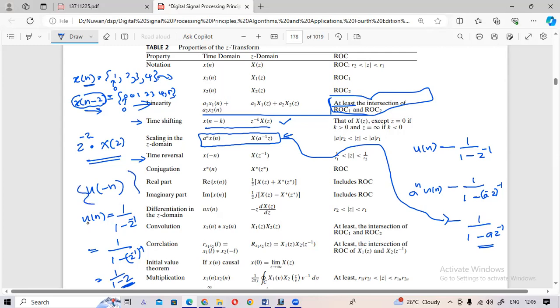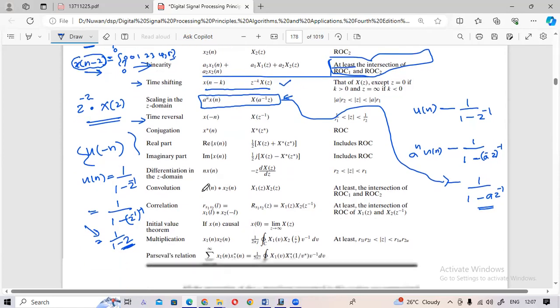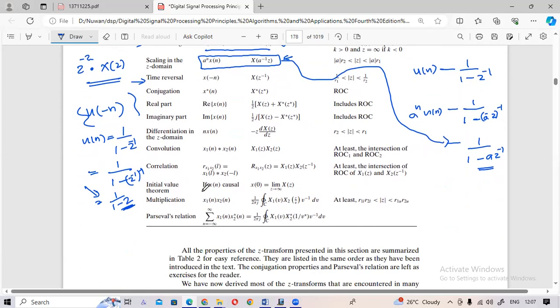I ask you to find the Z transform of u[-n]. Check, you will have this one, and the ROC you can also estimate using this one. So try to do it also. And I think this one is also somewhat important: differentiation in Z domain.